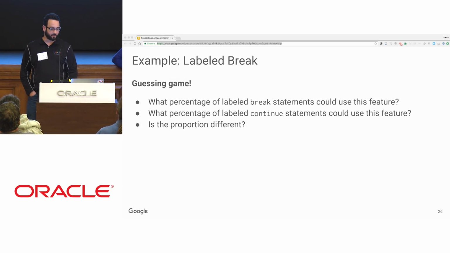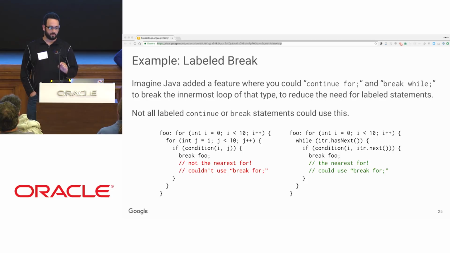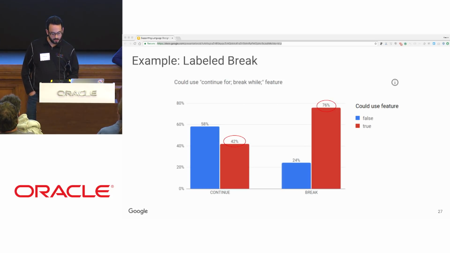Would you expect the proportion to be different for break versus continue, and what would you expect this proportion to be? Remember, it's the proportion for which they are breaking not to the immediately containing loop, but to the nearest containing loop of that kind. Well, okay, the slide already explains it better than I could. So, turns out it's an appreciable number, which is not what I first reported on the list. 42% of continue statements and 76% of break statements.